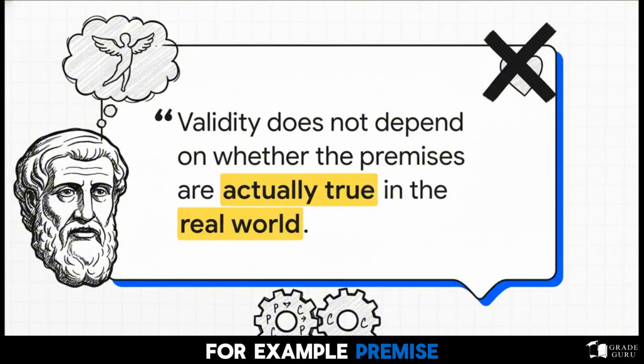For example, premise 1, all humans are immortal. Premise 2, Socrates is human. Conclusion, therefore, Socrates is immortal. Now the logic there is perfect. It flows, so the argument is valid. But is it sound? No way. Because we know premise 1 is flat out false. So valid structure, but unsound because it's not based in reality.